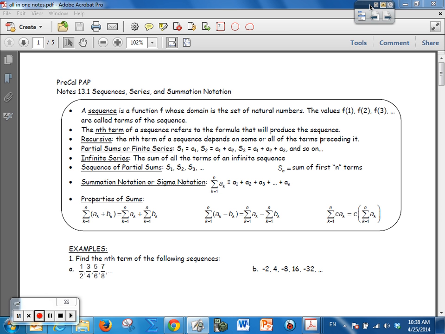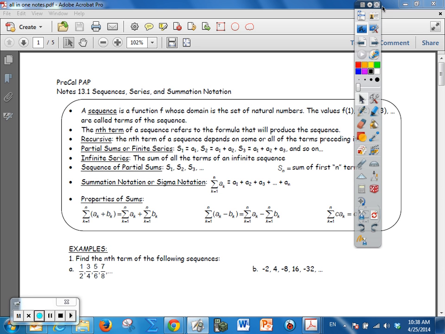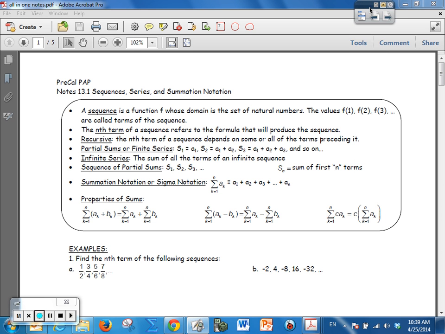Let's talk about definitions. So a sequence is our first item. A sequence is a function f whose domain is the set of natural numbers, which means 1, 2, 3, 4, 5, 6. They're all integers. The values f of 1, f of 2, f of 3 are called terms of the sequence. So that's a really important vocabulary word, terms. These little numbers right here, the little 1, little 2, little 3, that's their term number.